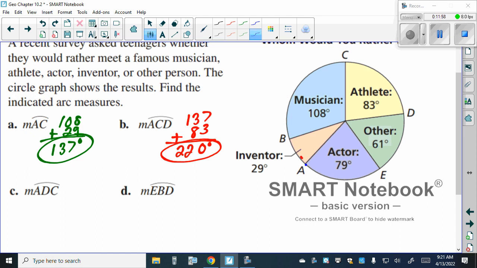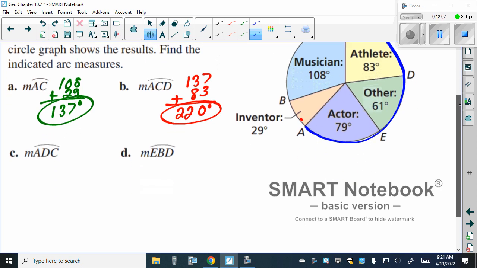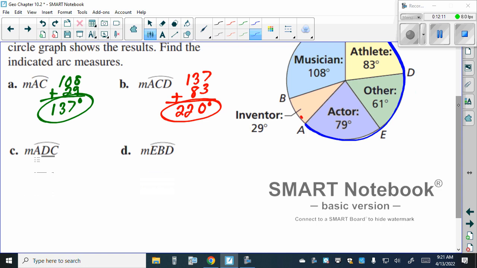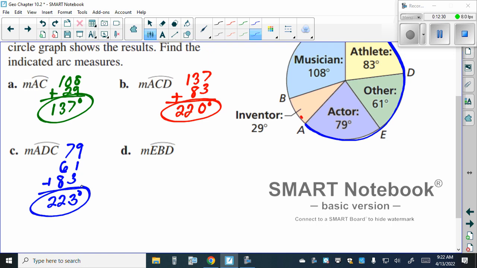ADC, so we're starting at A, going through D and finishing at C. Actor, other, and athlete. So 79, 61, and 83. And we can add these three together. So we get 3, 8, and 8 is 16, 223 is the measure of ADC.